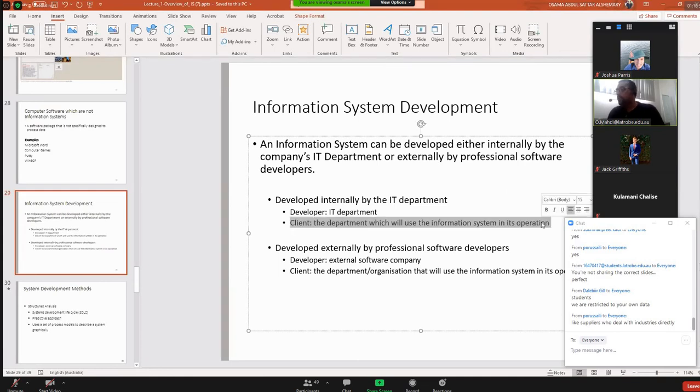So let's take an example of that. For example, let's say the university itself. It's an organization by itself. Of course, it is.